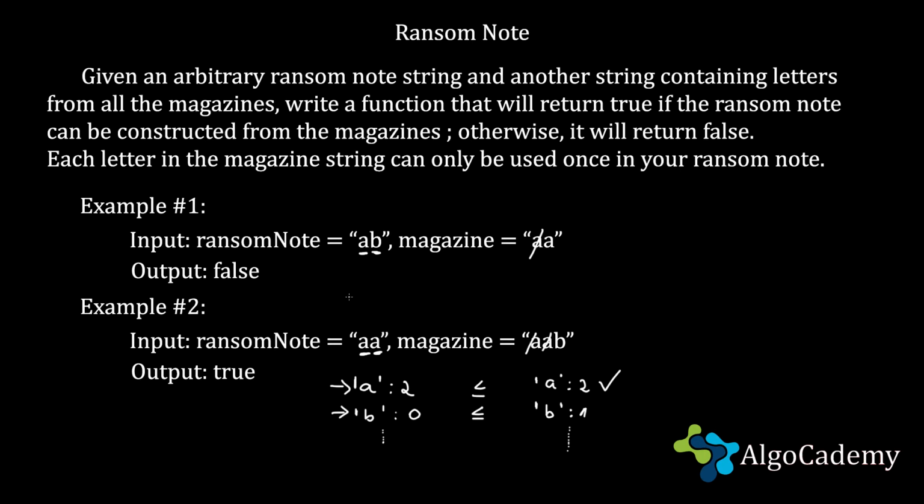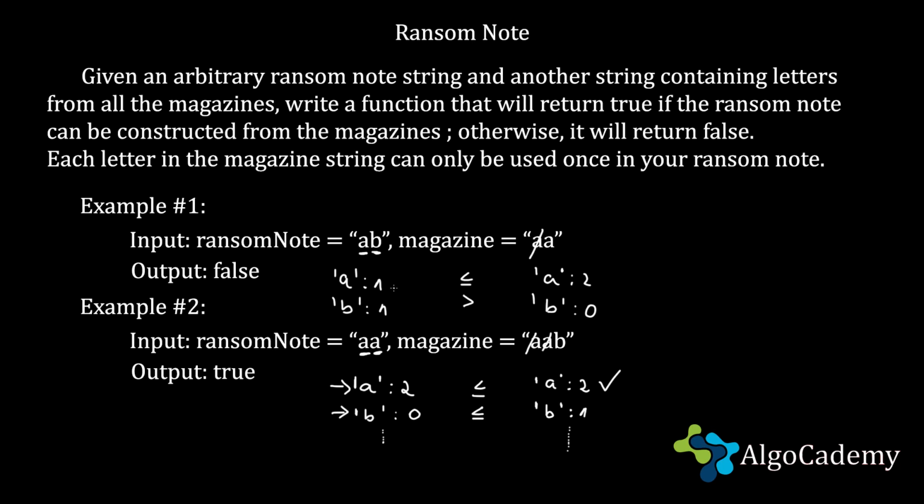As simple as that. In the first example, in the ransom note, A has a frequency of 1, and in the magazine, A has a frequency of 2, less than or equal to, everything fine, but B has a frequency of 1 in the ransom note, which is greater than the frequency of B in the magazine, which is 0. So definitely here, we can conclude that it can't be done and return false. So all we need to do is get the frequencies of the letters in the first string, and then also in the second string, and then just compare the correspondent frequencies, and that's all.